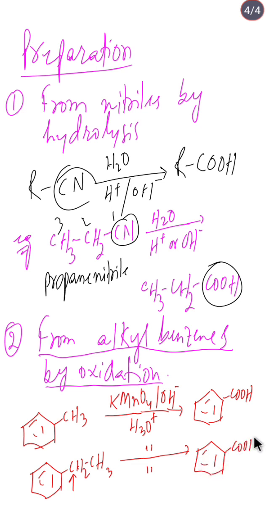We only obtain benzoic acid irrespective of the nature of the alkyl group, but the condition is there must be one benzyl hydrogen. Okay, if 5 carbon atoms are in the alkyl side chain, then the 4 carbon atoms will be oxidized to carbon dioxide. This benzyl carbon atom will be converted to benzoic acid.